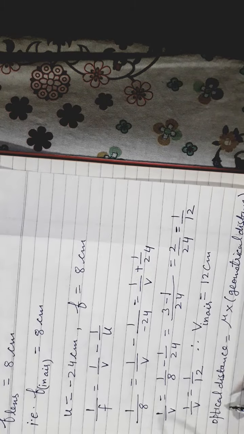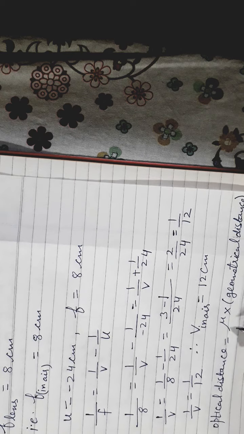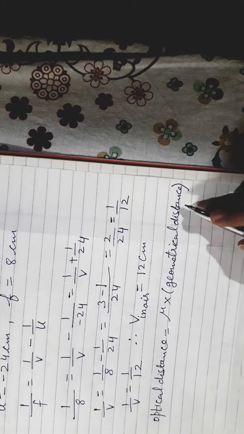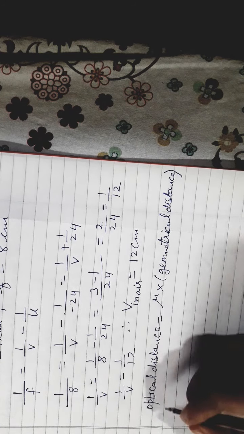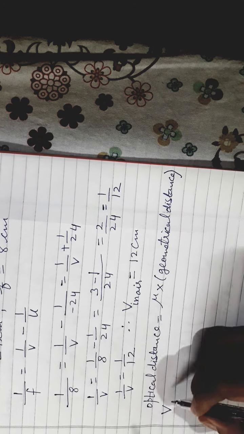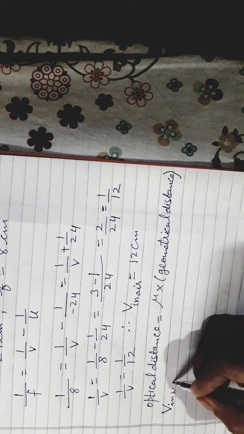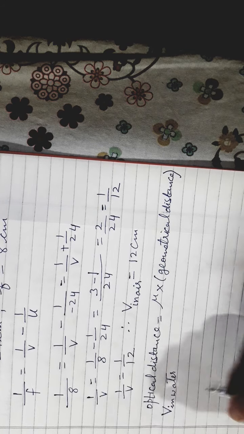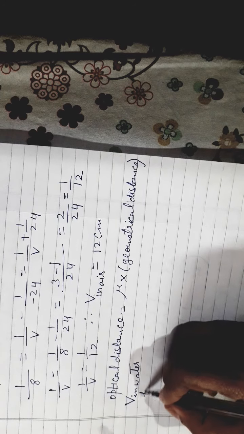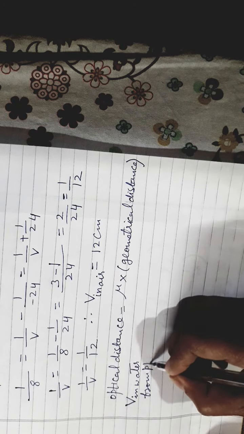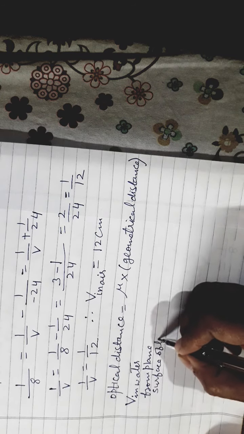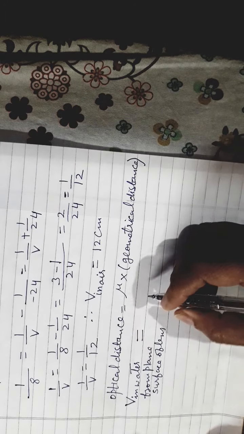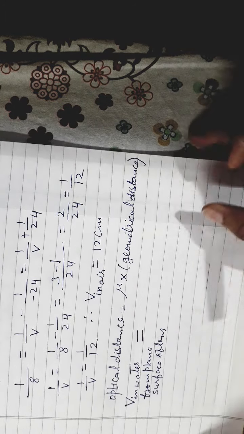The image distance. तो image distance हमने air में 12 दिया हुआ है, तो optical distance, this image distance in water will be how much? Mu into geometrical distance. Geometrical distance is in air, optical distance is in water. So what I will get? V in water. Actually optical distance means V in water means image distance in water from plane surface of the lens. तो ये हमारा V हो जाएगा और म्यू कितना दिया हुआ है आपको?